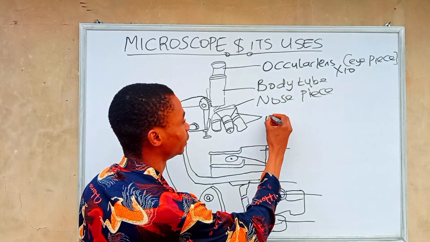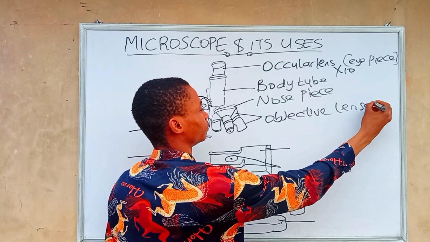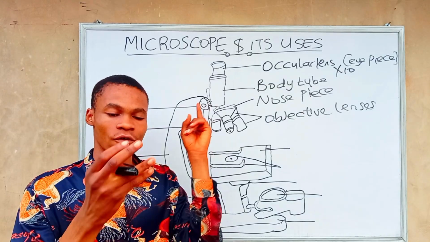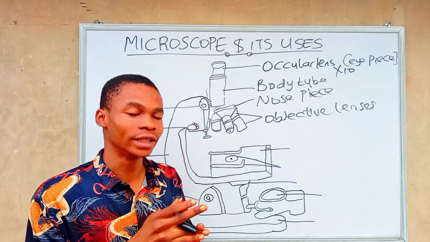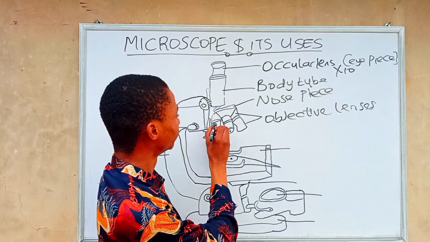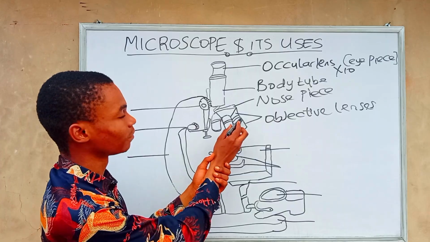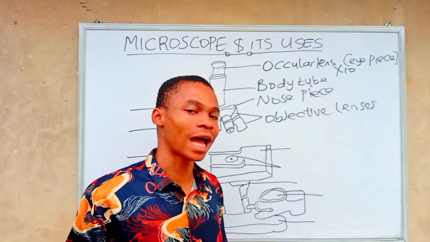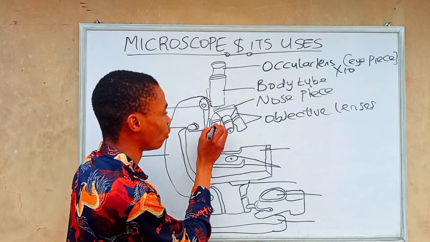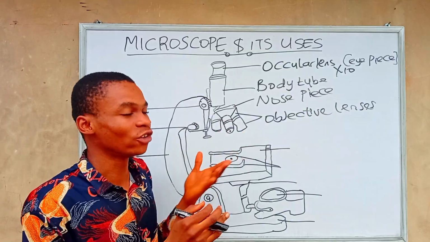So this is the objective lenses. Objective lenses provide various levels of magnification. We have magnification of 4, magnification of 10, magnification of 40, magnification of 100. So these objective lenses, as you can see here, have different types of magnification. This one can have 4, this one can have 10, and this one can have 40. They don't have the same level of magnification. That is why the lenses are not equal.